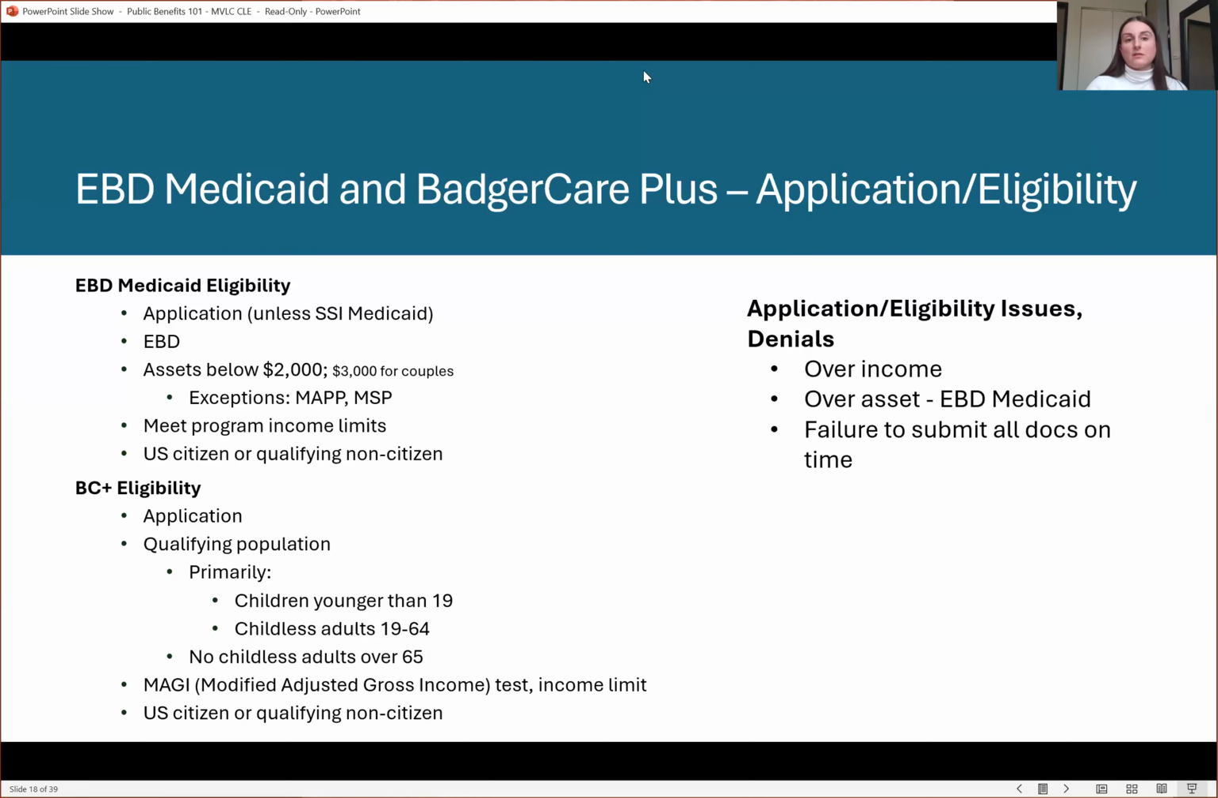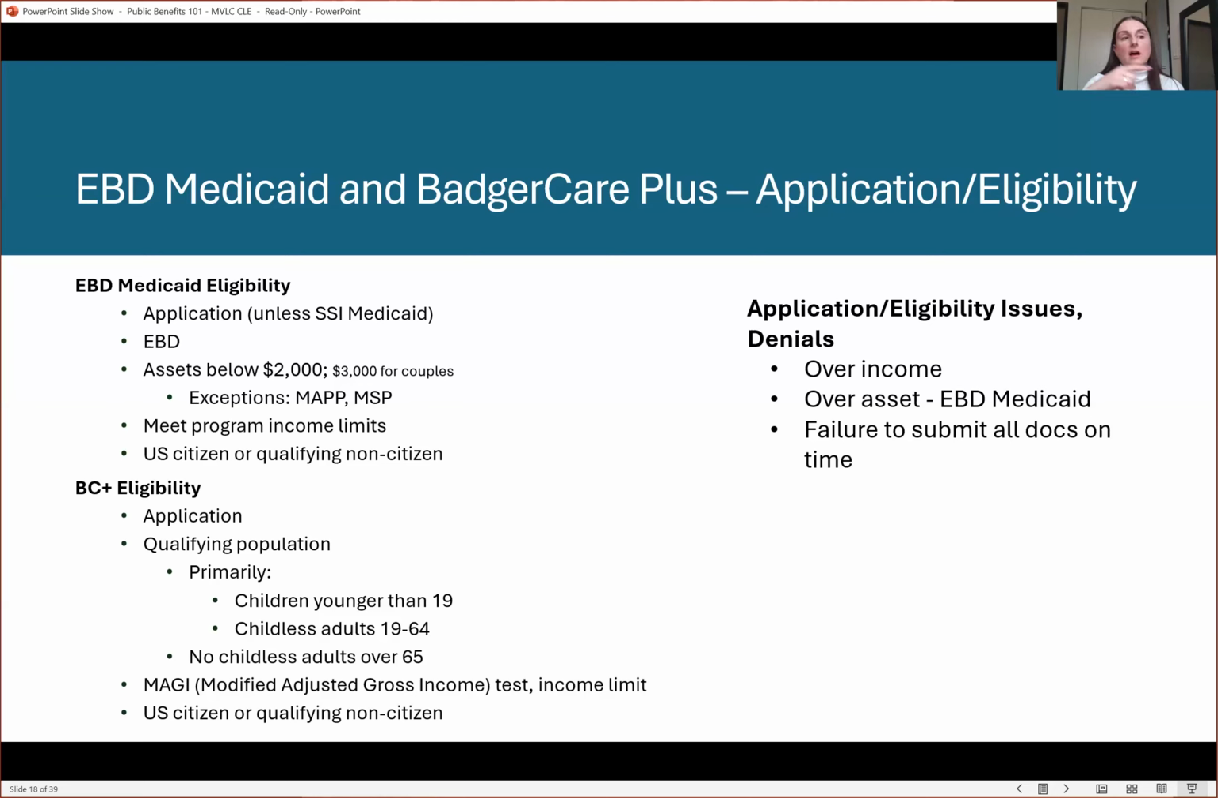Eligibility and application concerns for EBD Medicaid and Badger Care Plus. So eligibility for EBD Medicaid, unless you automatically get it through SSI, you're going to need to apply. You need to be elderly, blind, or disabled. Your assets need to be below $2,000, $3,000 for couples. The exceptions, like I pointed out, were MAP and the Medicare Savings Program. You need to meet each program's respective income limits.